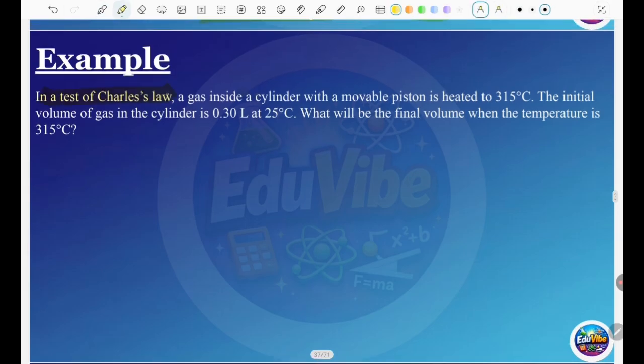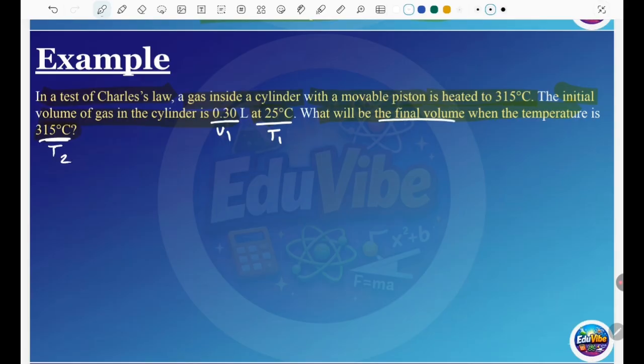In a test of Charles' law, gas inside a cylinder with a movable piston is heated to 315 degrees Celsius. The initial volume of gas in the cylinder is 0.30 liter at 25 degrees Celsius. What will be the final volume when the temperature is 315 degrees Celsius? So initially your volume is V1 at temperature T1, and at temperature T2, what is your final volume? You have to find V2.